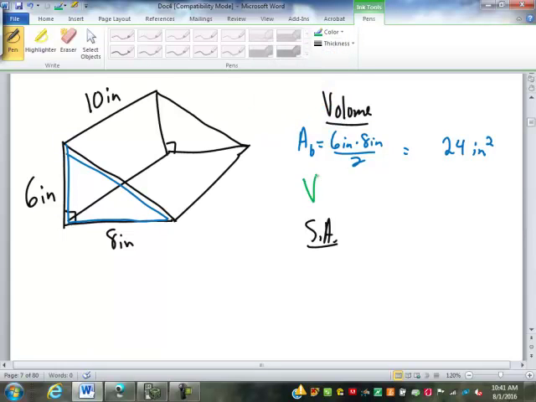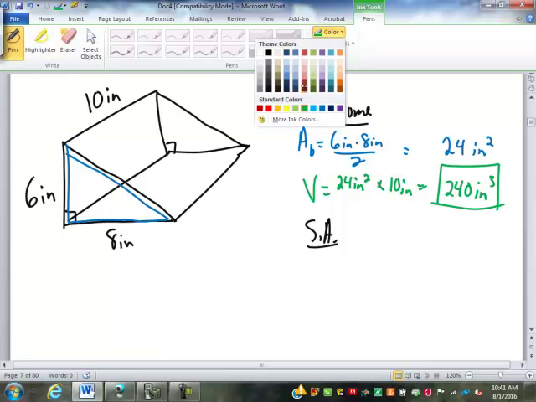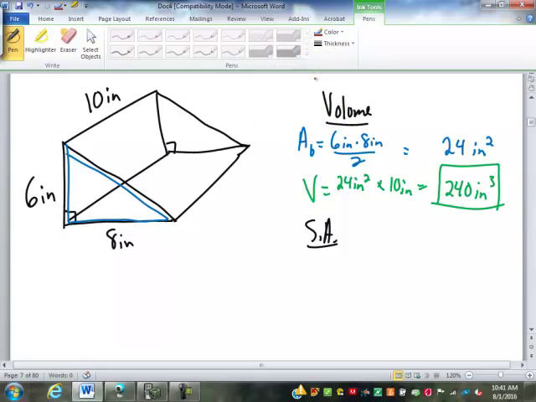So the volume is that area of the base, 24 square inches, times that length of 10 inches. Here is 240 inches cubed. How many of you had that? Good deal. Now for the surface area, we have the area of our base twice, because there are 2 of them.